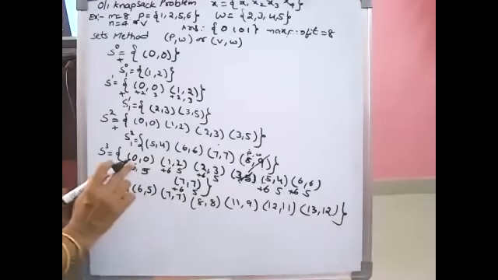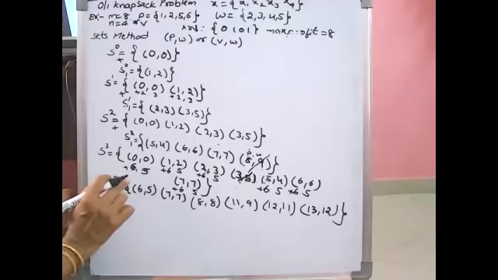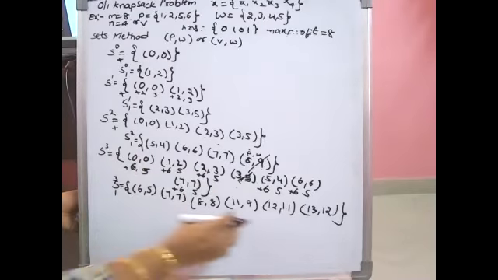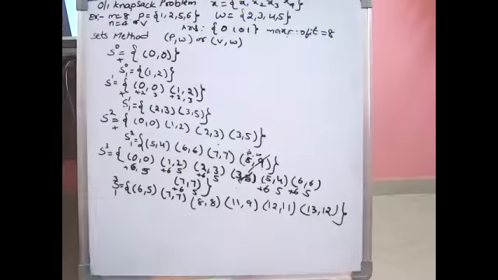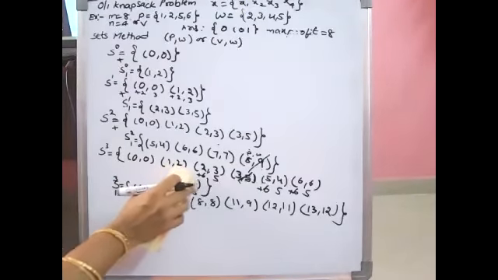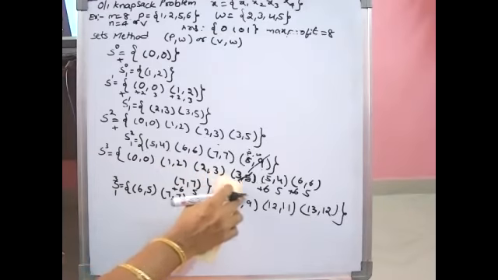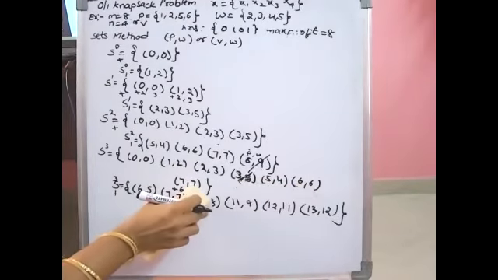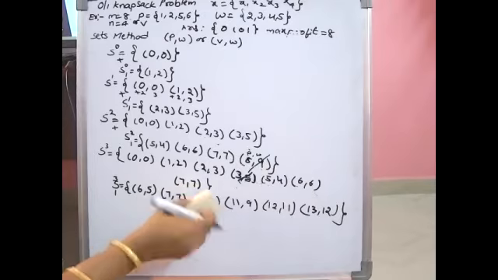By adding to every ordered pair in S3, my fourth object pair, I got these ordered pairs. There is no need to write this in the exam. This is only to make it easy to understand. I am writing it here every time, but without writing it, you can simply add that number.